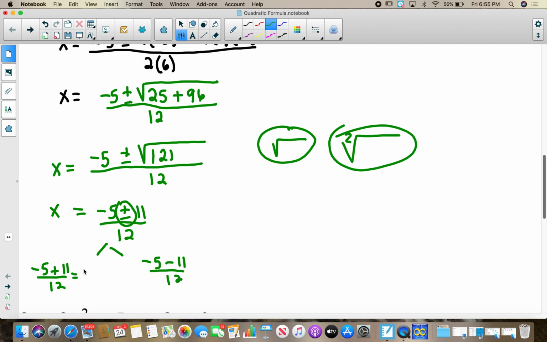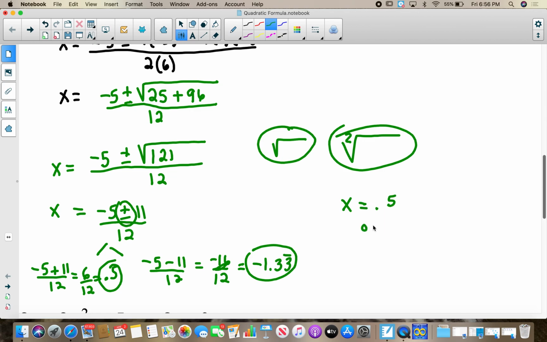Negative 5 plus 11 gives us 6. So I get 6 over 12. Well, 6 twelfths, you can take 6 divided by 12 on your calculator. You get 0.5. So negative 5 minus 11 over 12 gives us negative 16 divided by 12. Again, you can just use your calculator. You're going to say negative 16 divided by 12, and you should get negative 1.33 repeating. Okay, and so these are your two possible solutions. There are two possible solutions to this equation. Either x can be 0.5 or x can be negative 1.33.